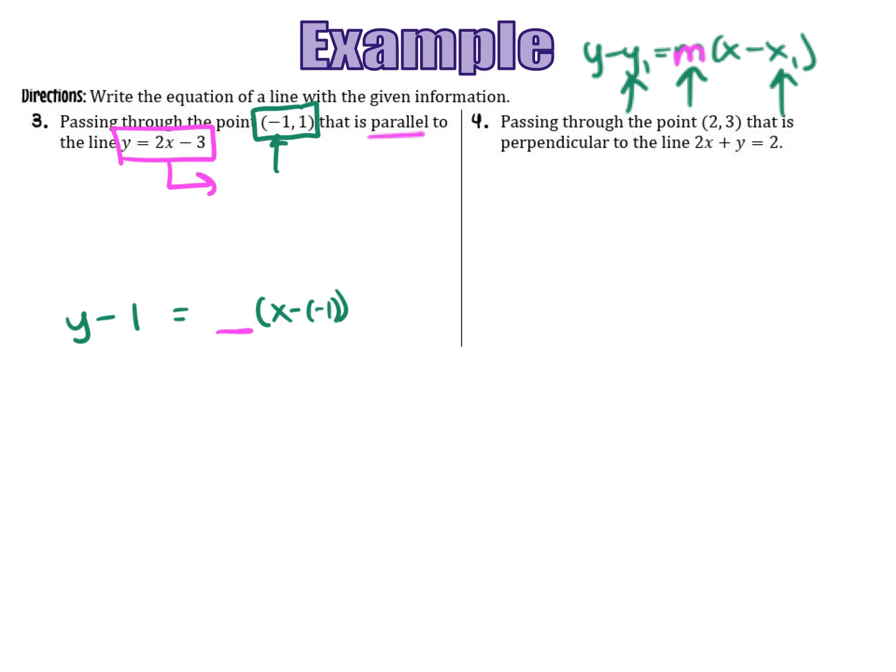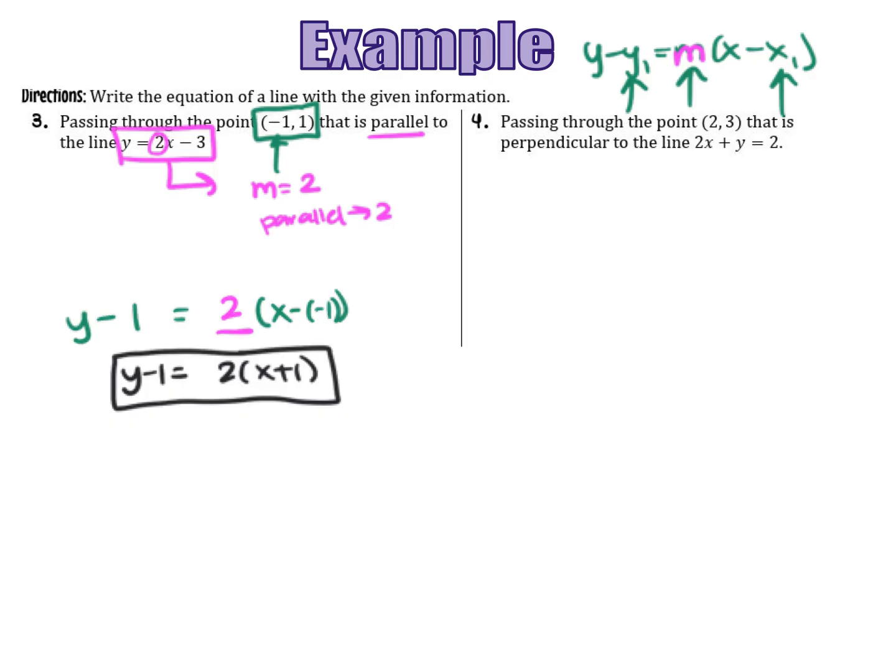This line is currently written in slope-intercept form, which means I can identify the slope as that coefficient in front of x. The slope is 2. Parallel lines are going to have the same slope, so the parallel slope will also be 2, and I can put that here. And then the only thing I'm going to do is change this minus a negative to become +1.